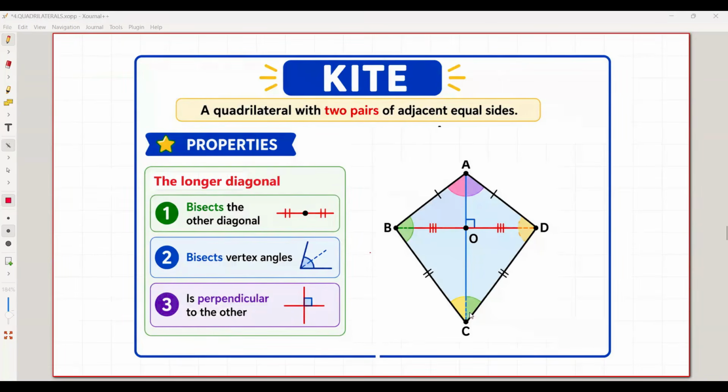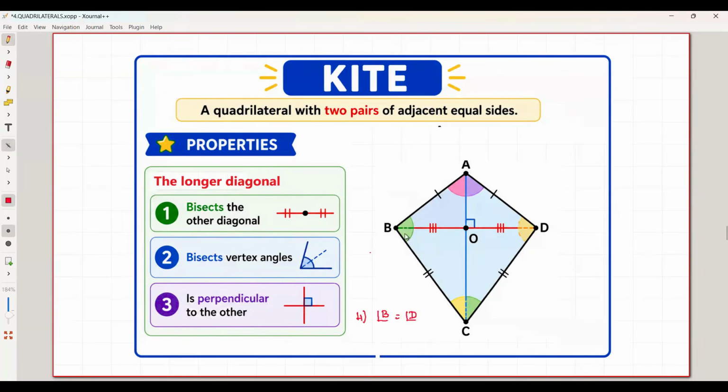Next, the longer diagonal is perpendicular to the other one. Perpendicular means it will form 90 degrees. And one more thing: these two opposite angles will be equal. Angle B and D will also be equal in a kite. Just make a note, this is not given here. Fourth point, opposite angle: angle B will be equal to angle D.